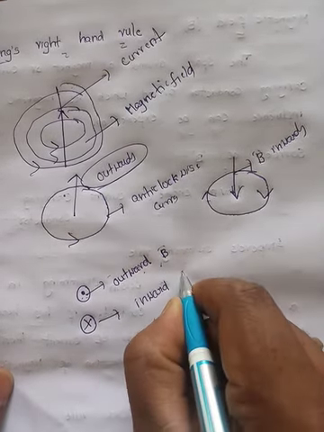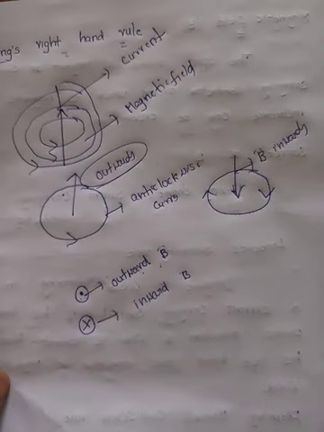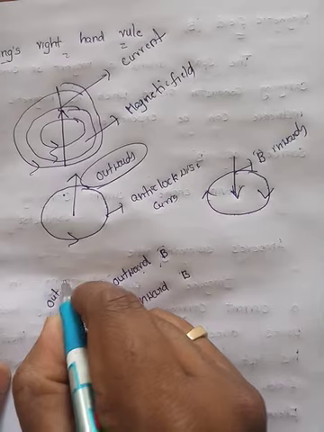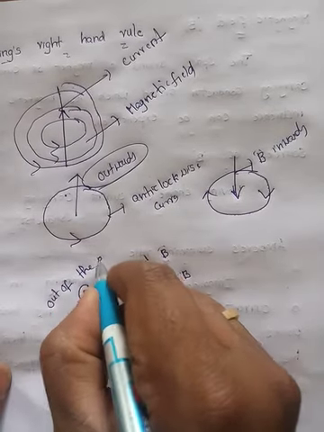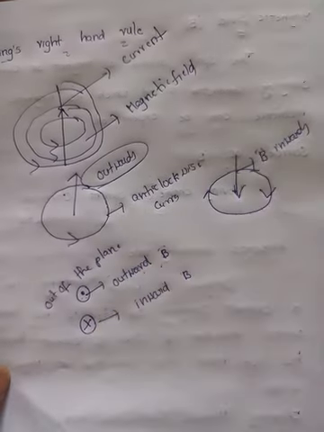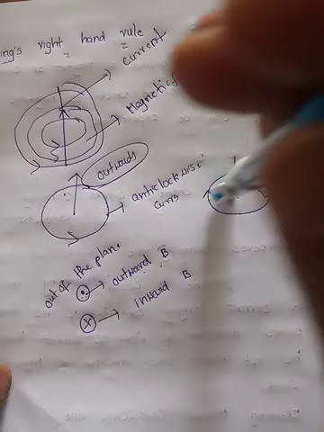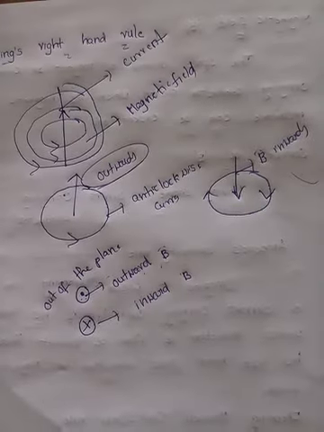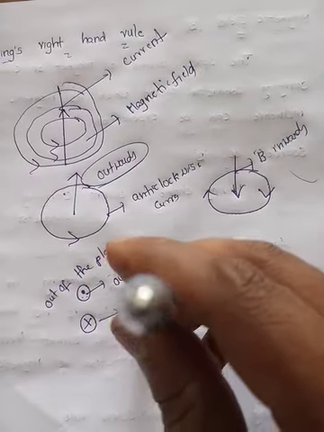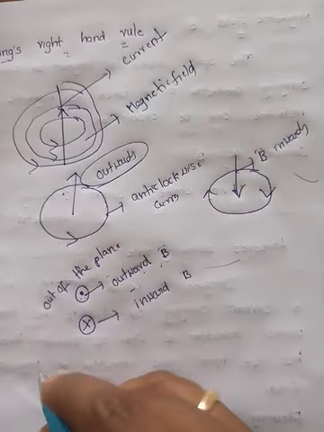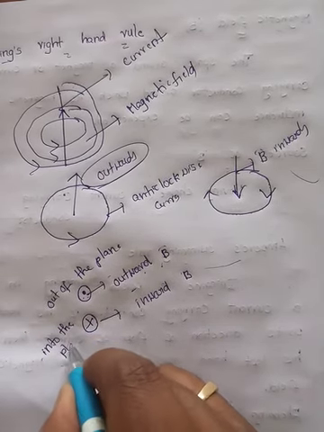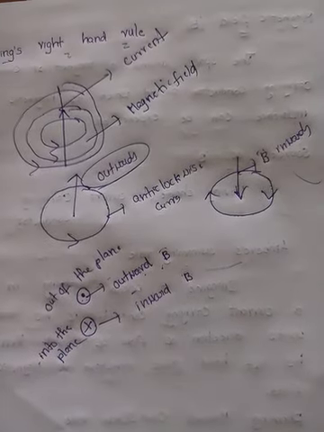If it is a cross, the magnetic field is moving into the plane. So a dot means the field is moving out of the plane, and cross marks represent that the magnetic field is moving into the plane.